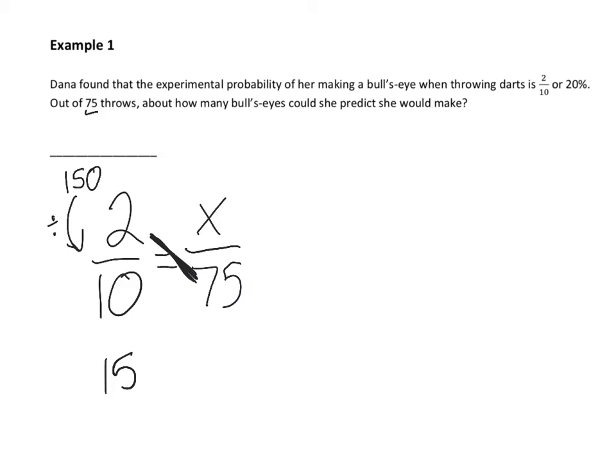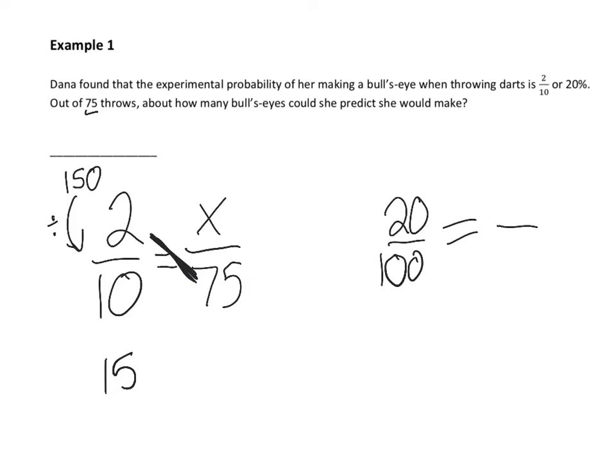Now we can also do it another way. It's still dealing with proportions. So we're going to have our two fractions that are equal to each other. Now this one we're going to talk about with 20%. So we have the 20% out of 100%. So we know it's out of 100% because you have to have 100% of your total throws.